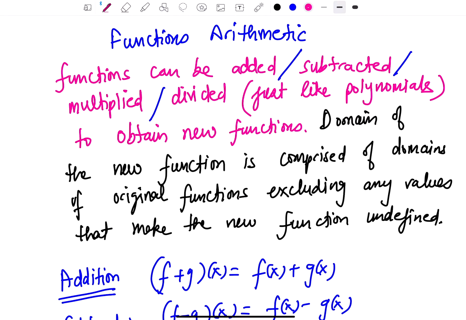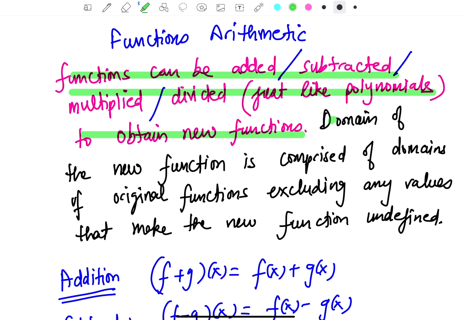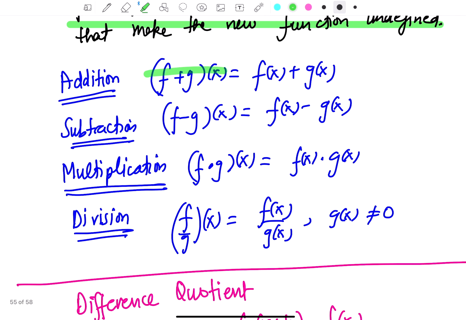Function arithmetic. Functions can be added, subtracted, multiplied, divided, just like polynomials, to obtain new functions. The domain of the new function is comprised of the domains of the original functions, excluding any values that make the new function undefined. So to obtain the addition function, we can go ahead and add the individual functions.